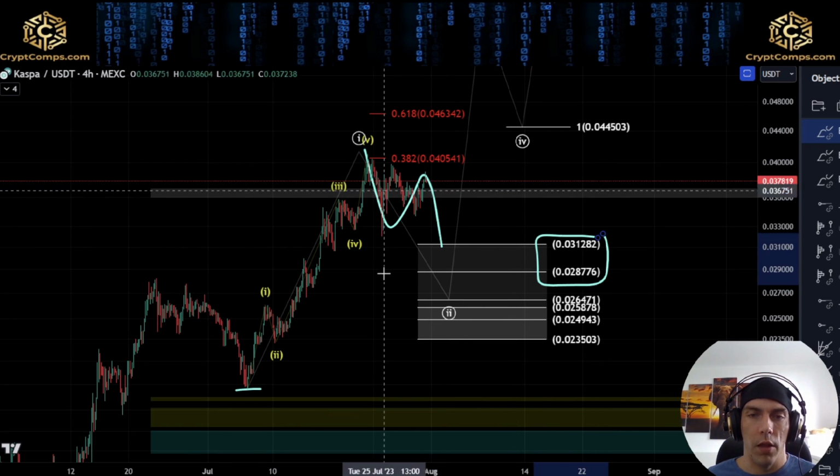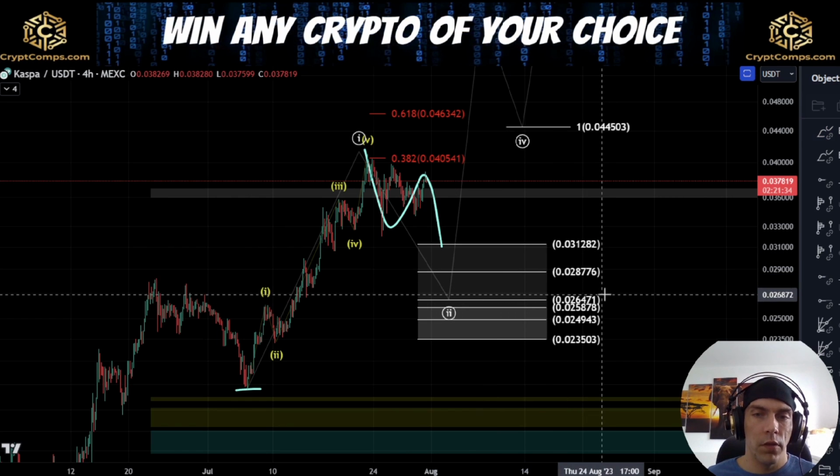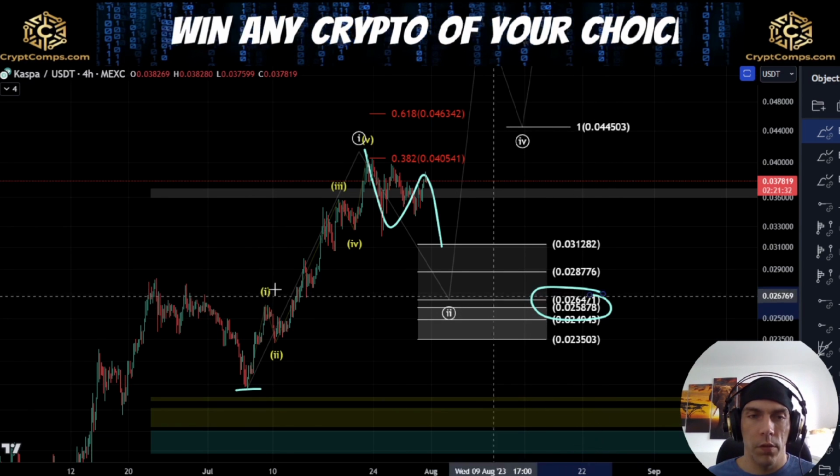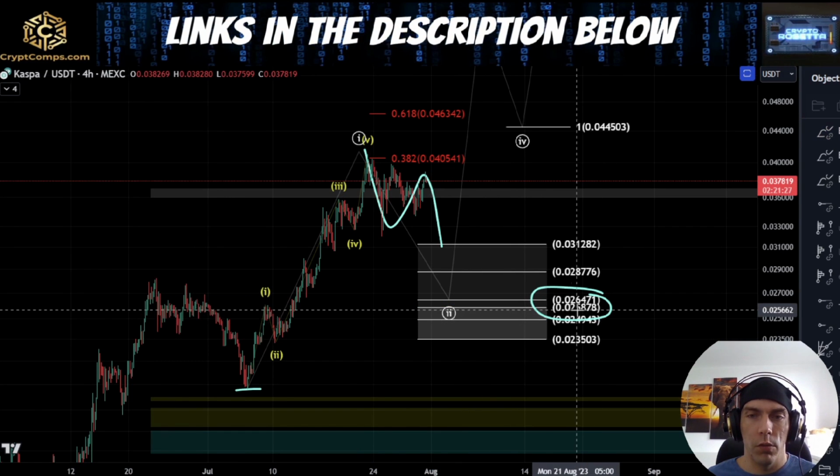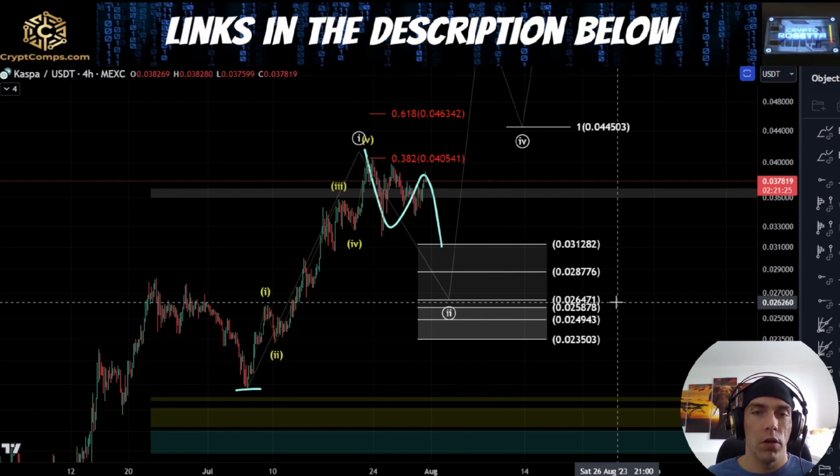But given the current structure here, what we'd typically be looking for would possibly be this move between this 382 and this 50%. If this does come down deeper here, we do have some confluence between this 0.618 and this previous structure here towards this 26471. So I'm going to be keeping an eye on this.